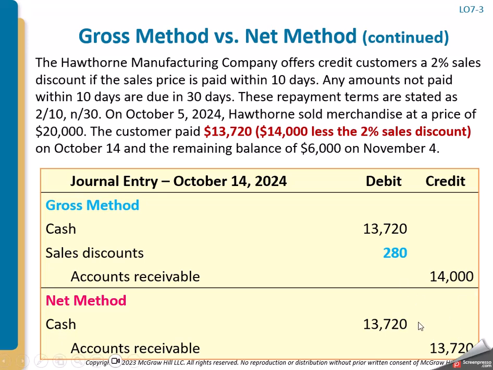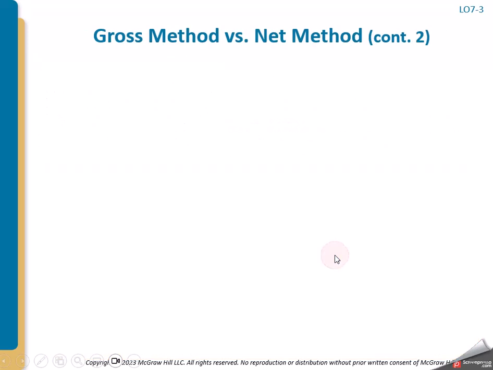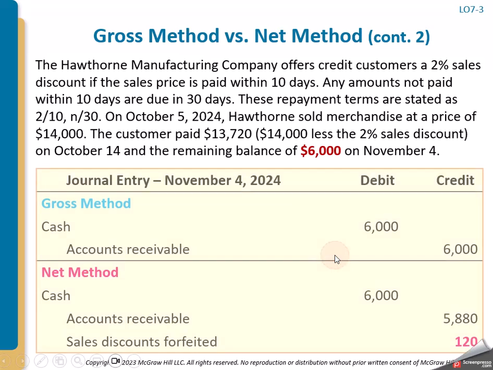If it was the net method and we already recorded the whole 2%, we're going to just record what got paid because we already recorded the whole discount. But then in this case, they didn't take advantage of the terms.